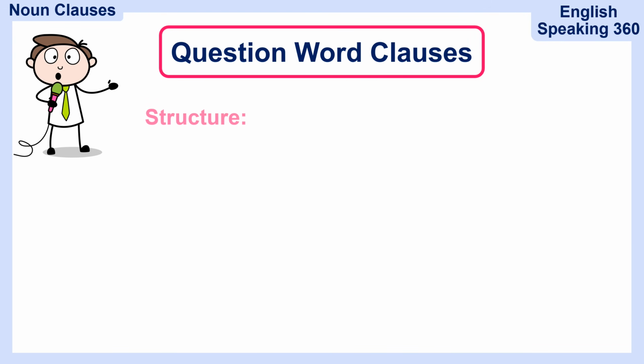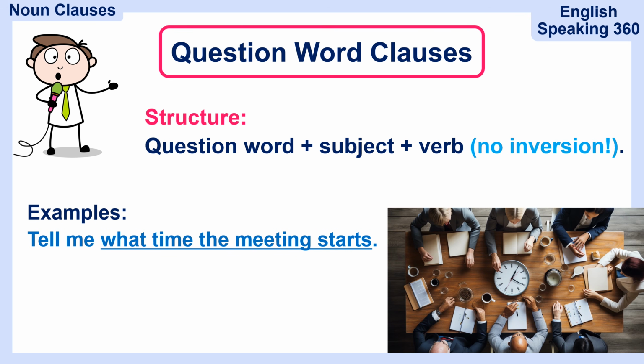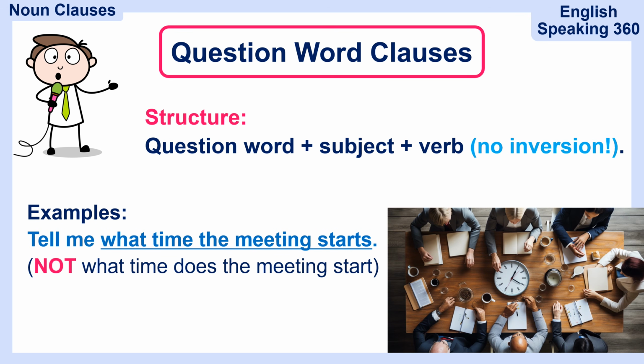Question word clauses. Here's the structure. You have to start with a question word, a subject, and a verb. And there is no inversion here. That's very important. It is subject plus verb, not verb plus subject. Remember that. Here are some examples. Tell me what time the meeting starts. You cannot say, tell me what time does the meeting start, okay? Because that is the question form. You cannot use the question form.